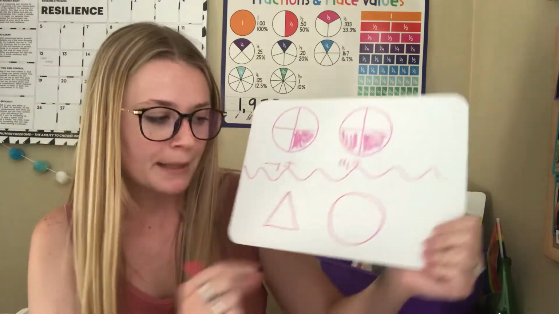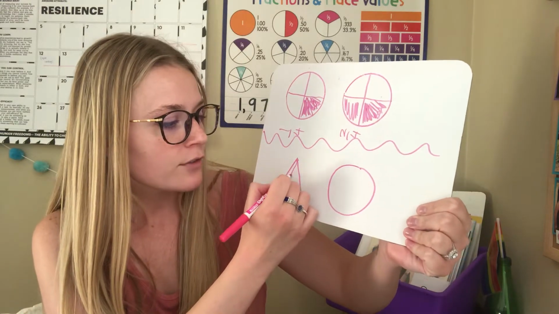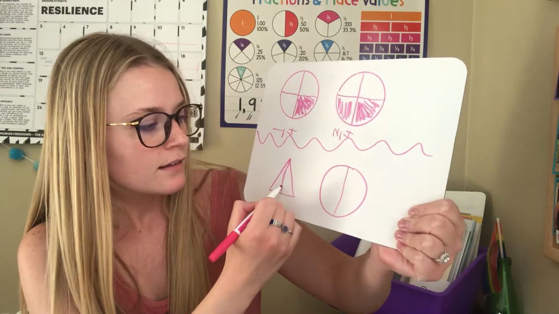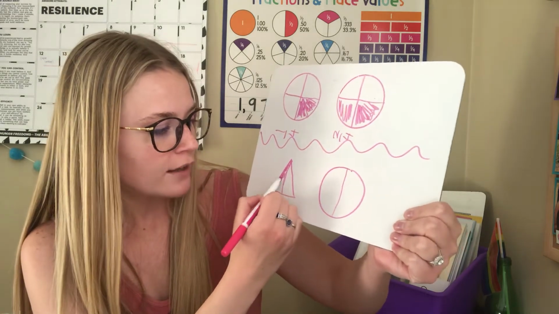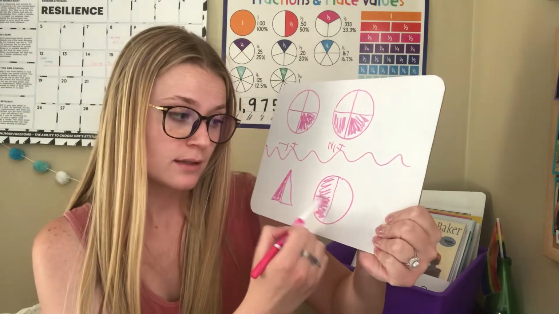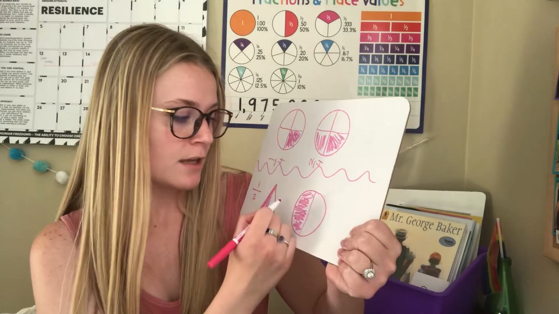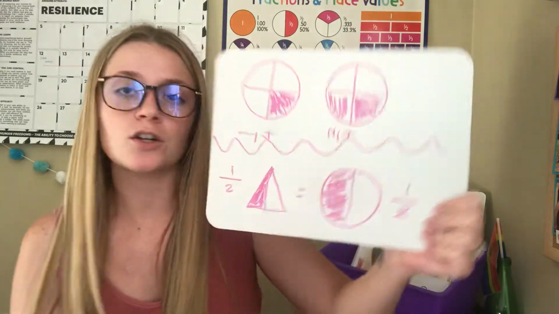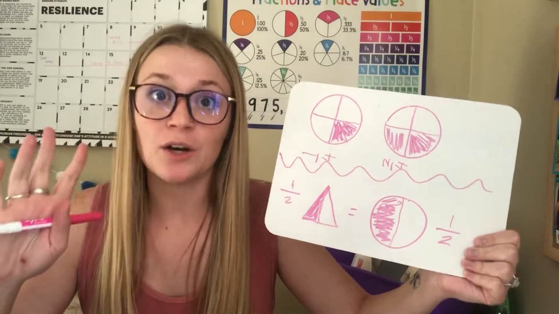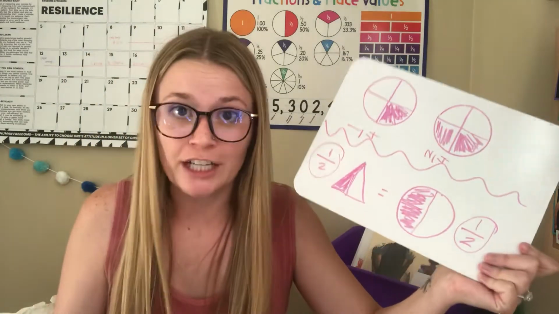Now, if I take a look over at my triangle and my circle that I drew, if I divided this in half and divided this in half, if I colored 1/2 of the triangle and 1/2 of the circle, could I say that 1/2 of the triangle is equal to 1/2 of the circle? And the answer is no. And that is what is so nuts. 1/2 and 1/2 are the same fractions? Yes.